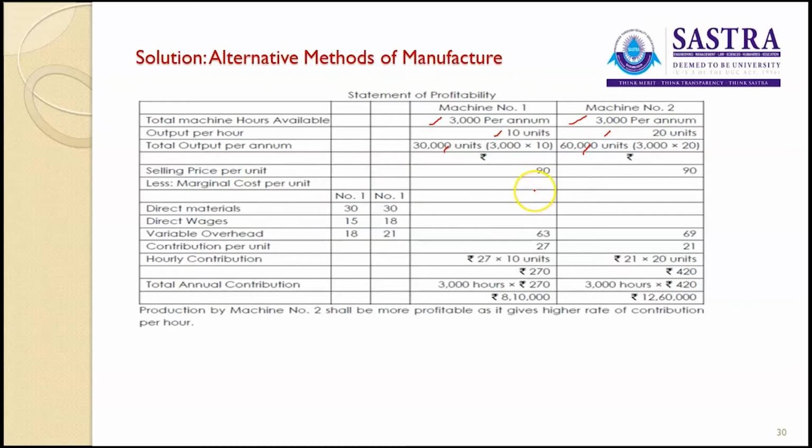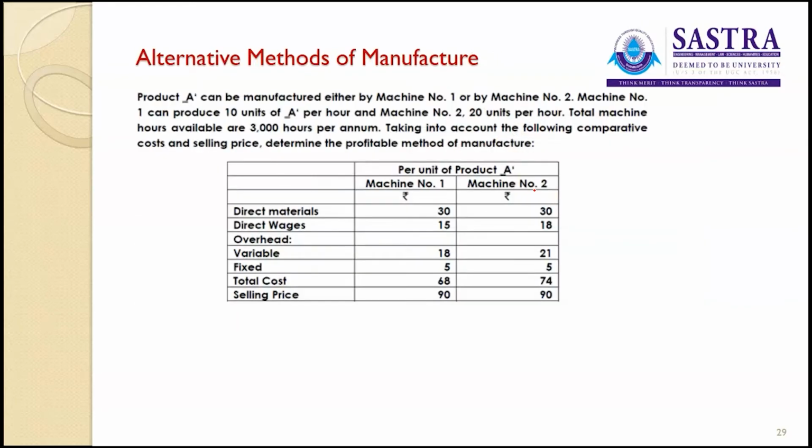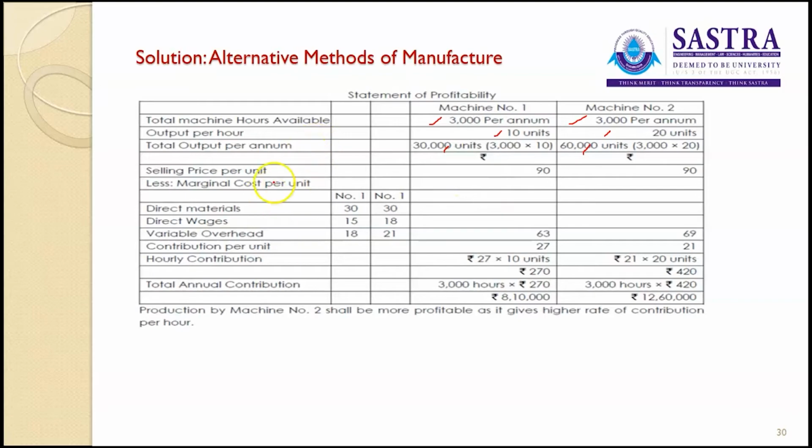Selling price is given as 90 rupees. Marginal cost consists of direct materials, direct wages and variable overhead. So this is the total variable cost: 63 rupees for machine 1 and 69 rupees for machine 2. That is, 30 plus 15 plus 18 gives 63, and 30 plus 18 plus 21 gives 69. Deducting from the selling price, we have a contribution of 27 and 21 rupees respectively for machine 1 and machine 2.